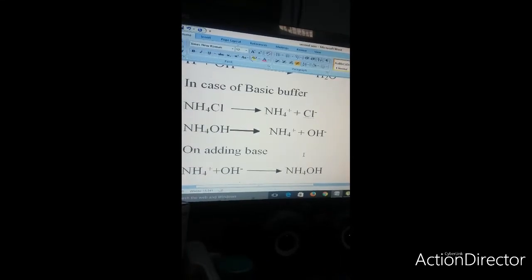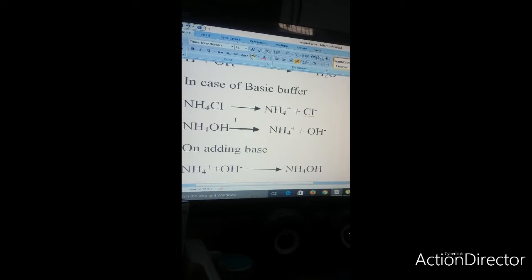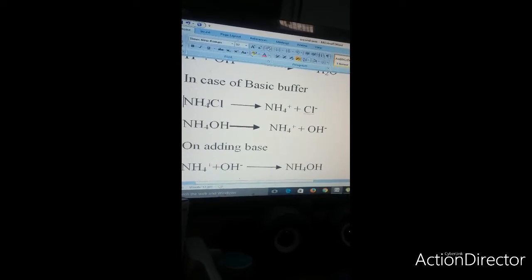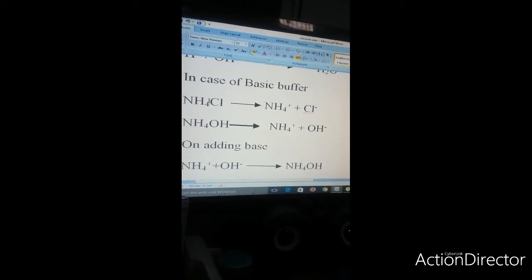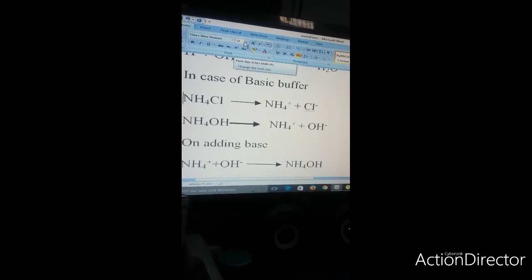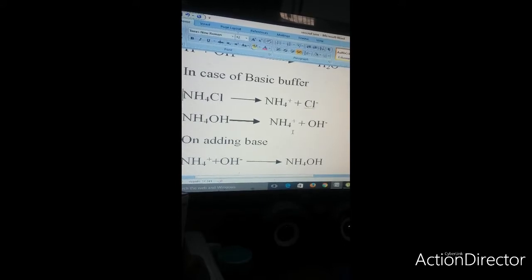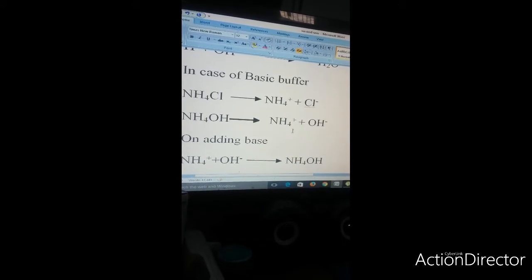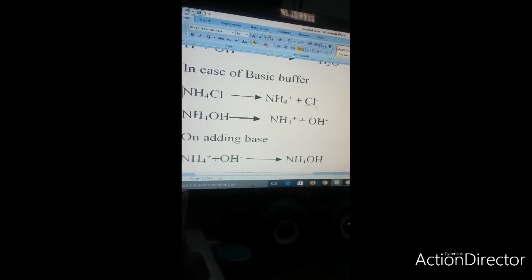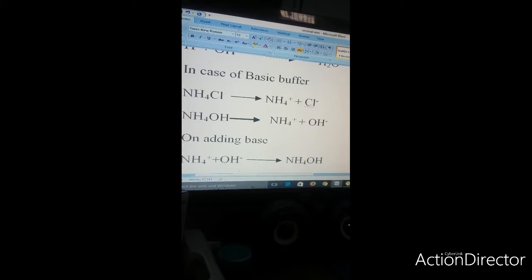Now let us consider the mixture of ammonium hydroxide and ammonium chloride. It is an example of a basic buffer. Ammonium hydroxide dissociates to a smaller extent, whereas ammonium chloride dissociates completely in the aqueous solution. So by common ion effect, the further ionization of ammonium hydroxide is suppressed. In the solution you have an excess of ammonium ions and a small concentration of OH ions. When you are adding acid, it will react with the OH ions which are existing there.